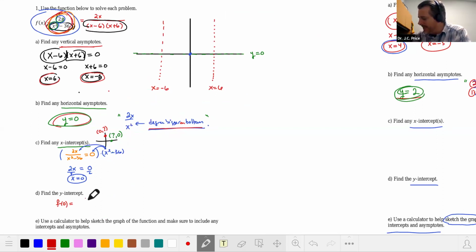And so what do I get? I get 2 times 0. I just like to show my work. So if I make silly mistakes, it's easy to spot, easy to get partial credit. And I get 0 on top and negative 36 on the bottom, which, be careful.